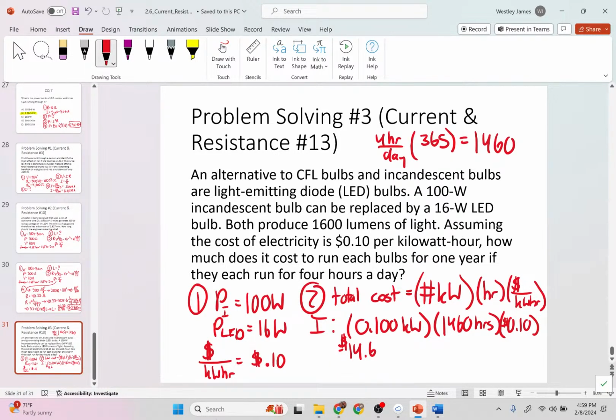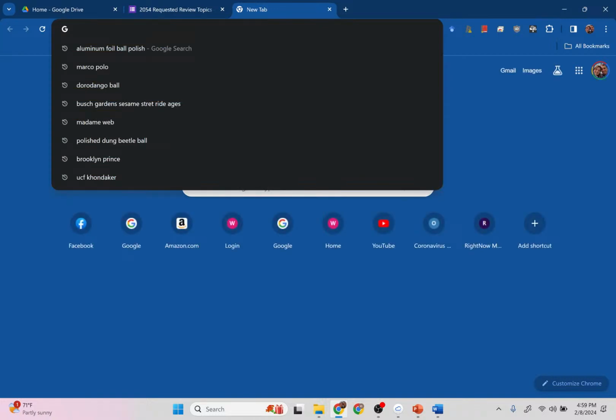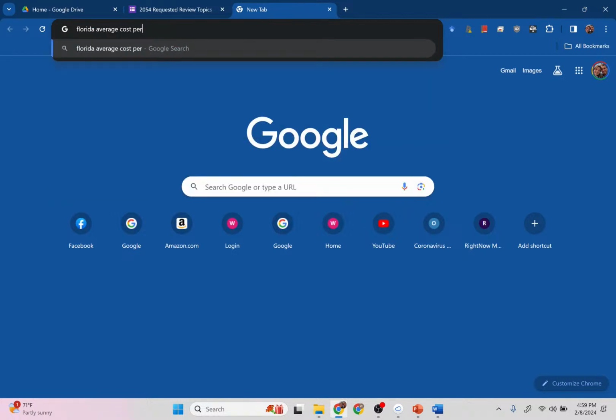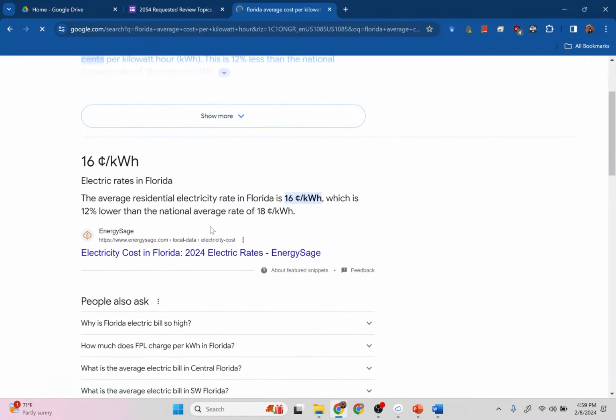Now, I'm going to quickly do a Google check because I have no idea what the cost is per kilowatt hour currently. This depends on what state you're in. This depends on what area you're in. Different states, different locations. There's all sorts of complicated things. So Florida, average cost per kilowatt hour. And let's hope that it gives me something. All right, 16 cents, according to a random website that popped up first.